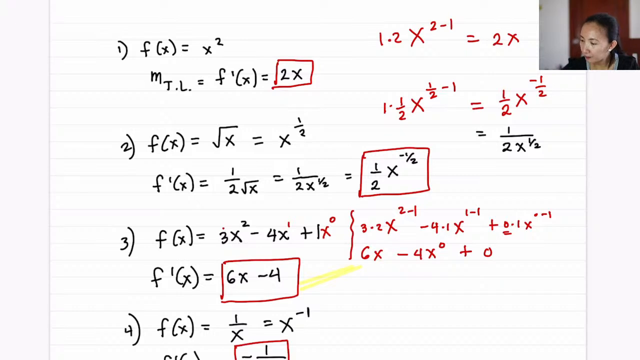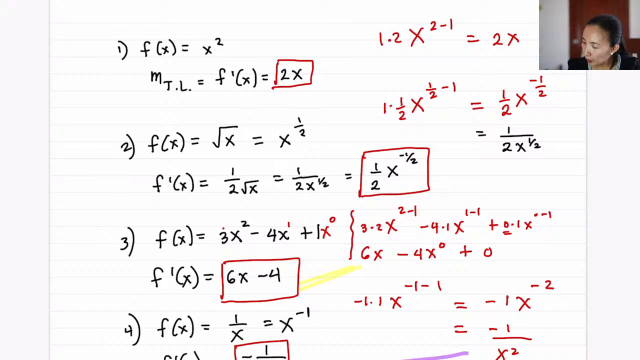And finally, x raised to negative 1 will be, yan, negative 1 times 1 times x raised to negative 1 minus 1. When simplified, gives negative 1x raised to negative 2, which is the same as negative 1 over x squared. And that's it. Okay? So, your observation is correct. Okay? So, meron palang shortcut.